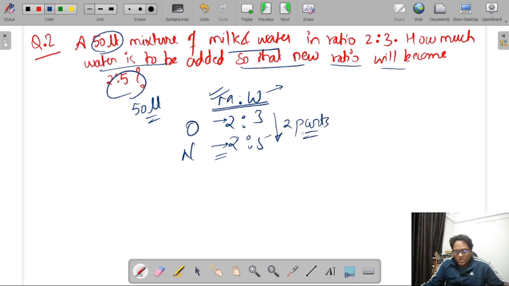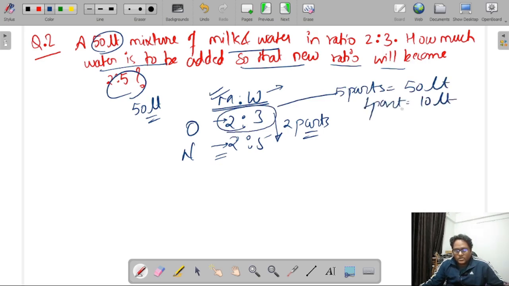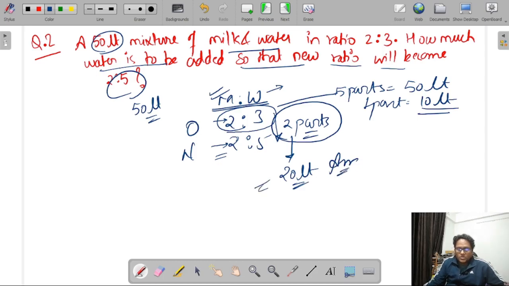2 parts. And if we see the original mixture is 50 liters, so in the original mixture there are a total of 5 parts, which is equal to 50 liters. So 1 part is equal to 10 liters, and 2 parts is equal to 20 liters. This is our answer: if we add 20 liters to the mixture, we get the new ratio of 2:5. See, it's so easy and quick.